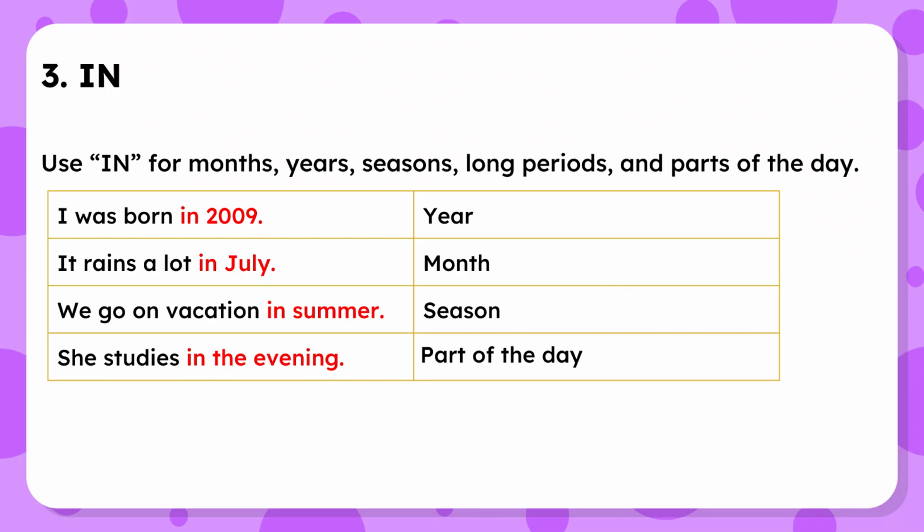It rains a lot in July, with month. My birthday is in July. My birthday is in May. That also you can use with month.